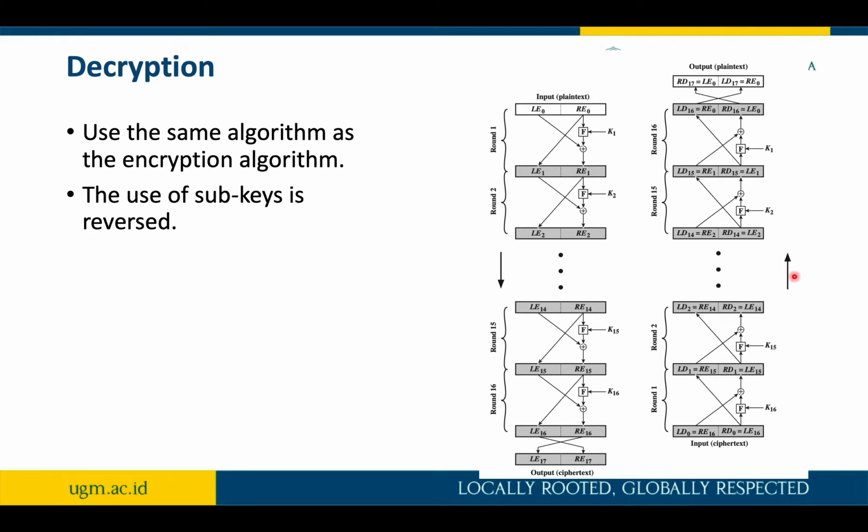For decryption, we start from the ciphertext. The input is the ciphertext, and we use the same round 1, round 2, and so on. But the subkeys are used in reverse. So we start from K16 here instead of K1. K16, K15, and so on, until at the last round, round 16, we use K1. That's how you do decryption. Exactly the same algorithm, but the subkeys are used in reverse.